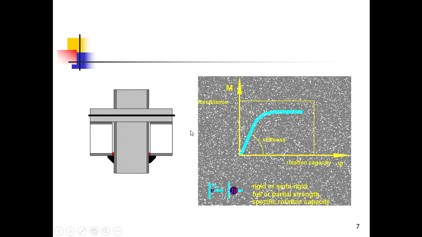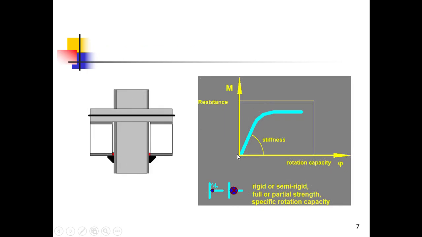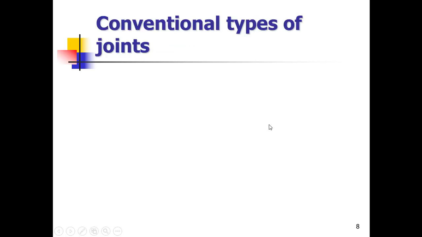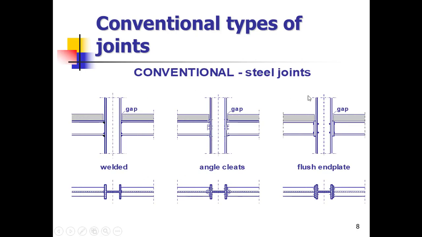So the actual common behavior is that none of the connections will show a behavior parallel to this direction or to this resistance direction. It is in between. Such connections are said to be semi-rigid connections. That means the connection will behave neither in a pinned manner nor in a rigid manner. It is in between. There are some conventional types of steel connection which are popularly used in composite construction.